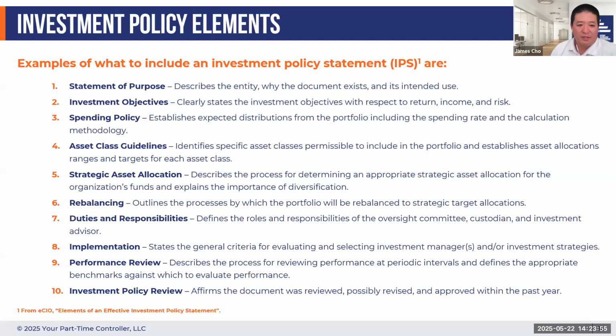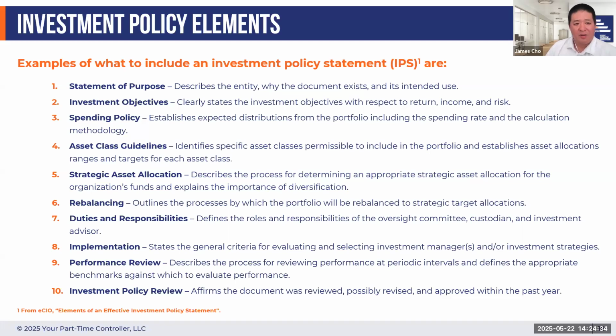Finally, number 10, it's the investment policy review. At the end of every year, ECIO recommends reviewing your investment policy statement once a year. Anything that comes up during the year that's not addressed in the investment policy, you can add as new policies. It's good to include not everything, you don't want this thing to be 100 pages, but enough for each person to read it and point them in the right direction.